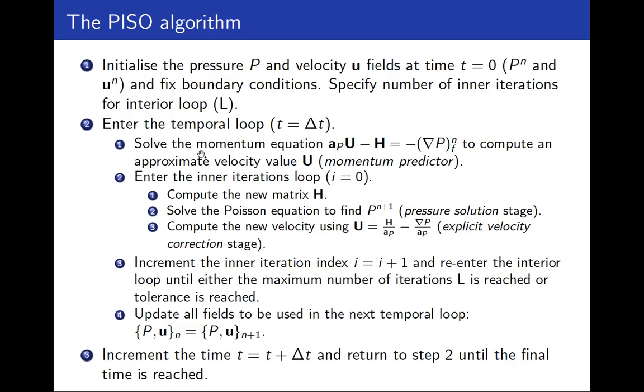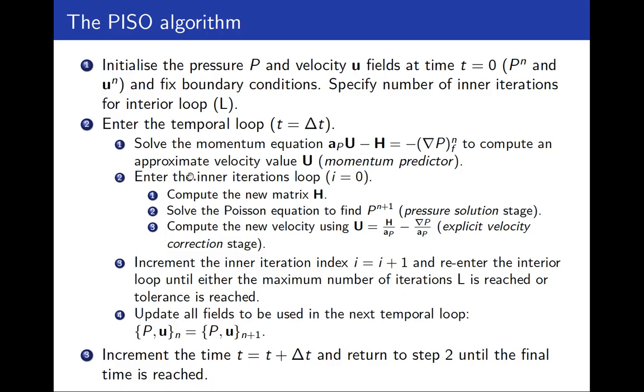And then the first step of the temporal loop is that you will need to solve the momentum equation using this matrix system. So you will need your matrix AP, your initial velocity value, the matrix H, and then the pressure gradient evaluated at the cell faces at the old time level. So this pressure gradient can be discretized very easily. And then you solve the momentum equation to compute an approximate velocity value u. So remember, this stage is called the momentum predictor.